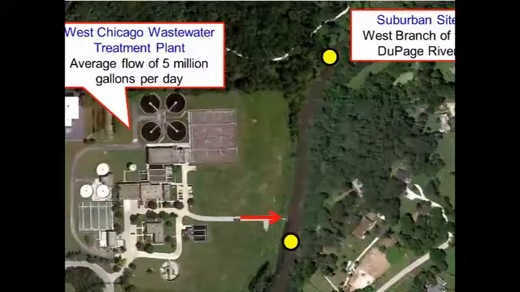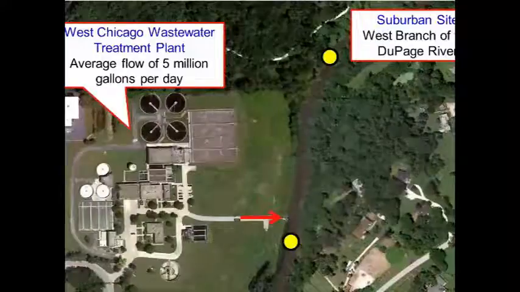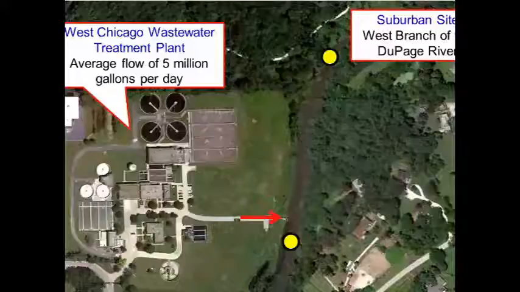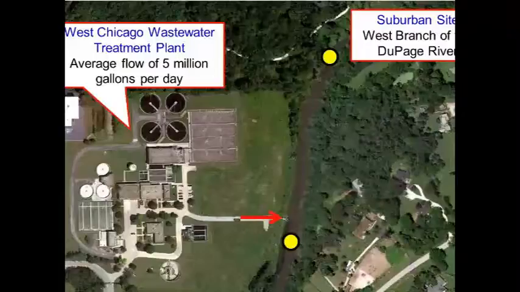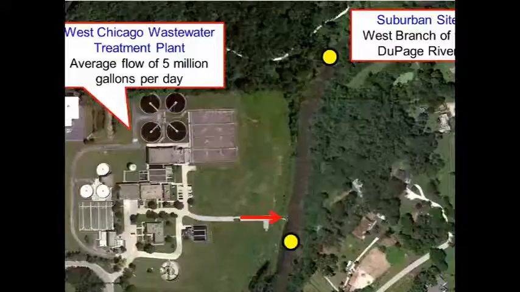Here's our suburban site. This is the west branch of the DuPage River. This receives input from the West Chicago treatment plant, a smaller suburban plant. This one treats 5 million gallons per day. And this was 250 million gallons per day, so it's a 50 times smaller treatment plant. So we again sampled at a site upstream and a site downstream of the treatment plant.